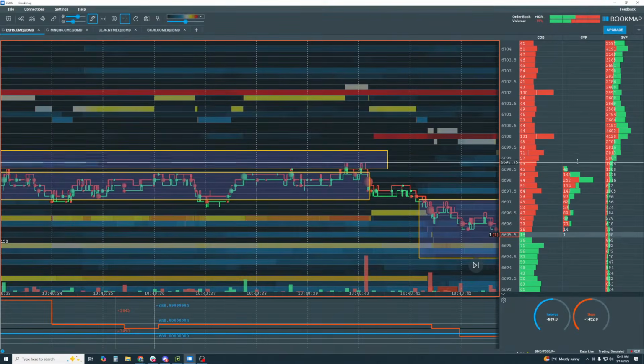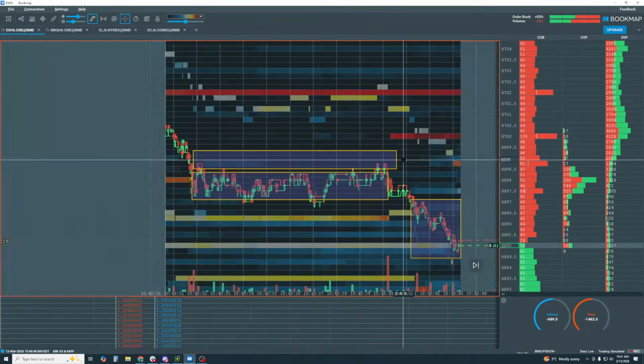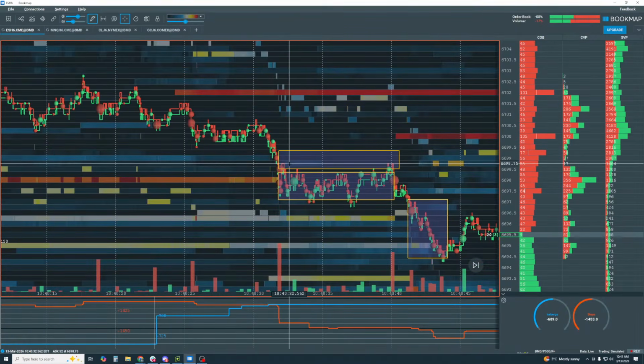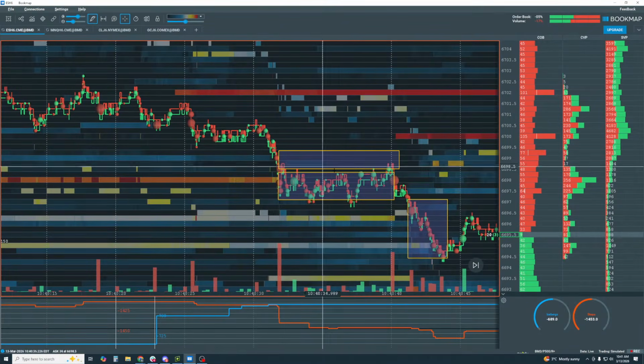Zoom in here. There you go. Okay, right at this 98 and 3, there's not one contract traded here. And is that your low volume node? And 17 traded over here. That is correct. Yep, right there.